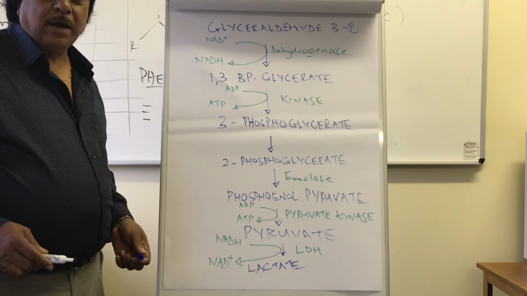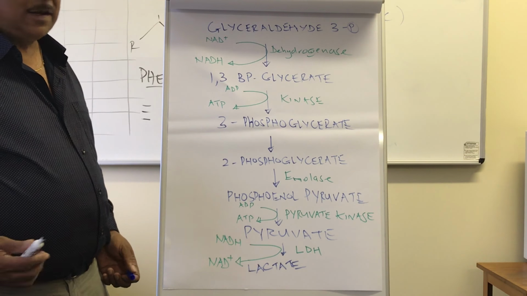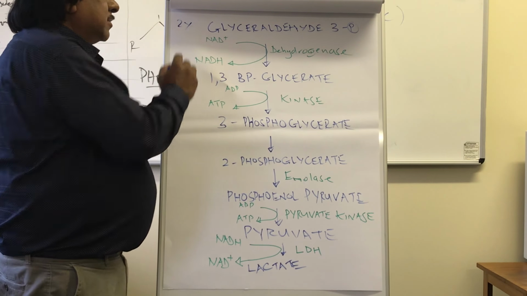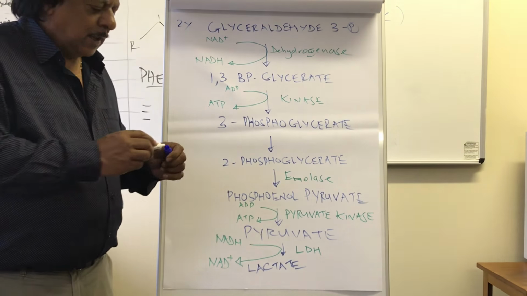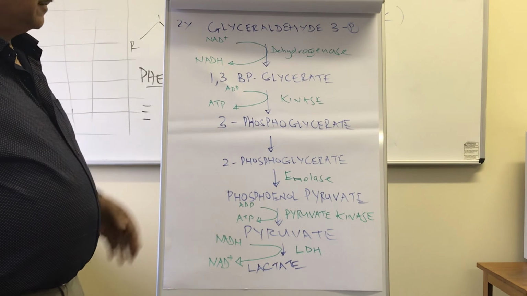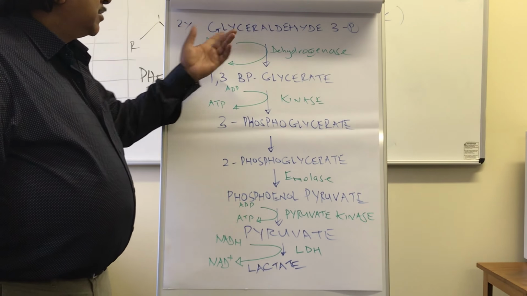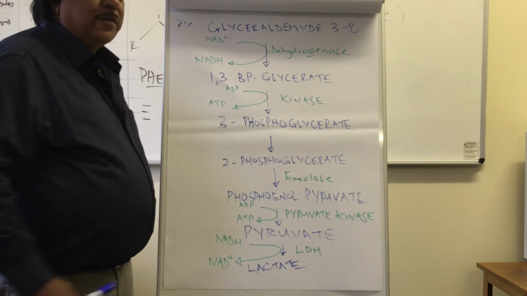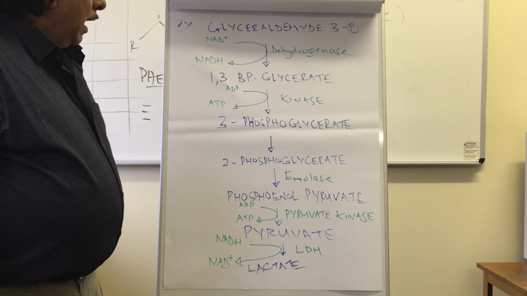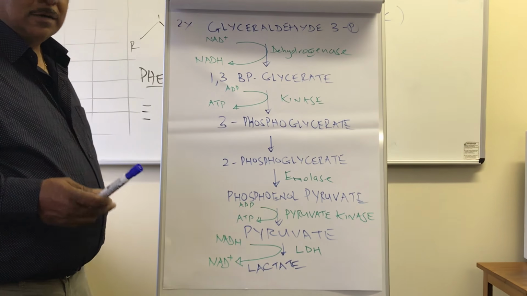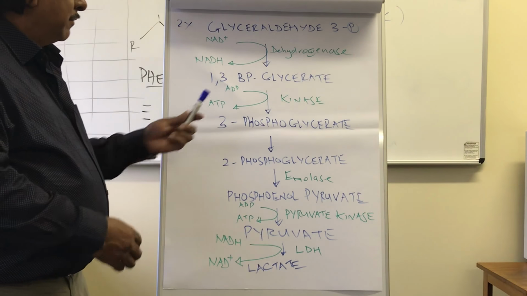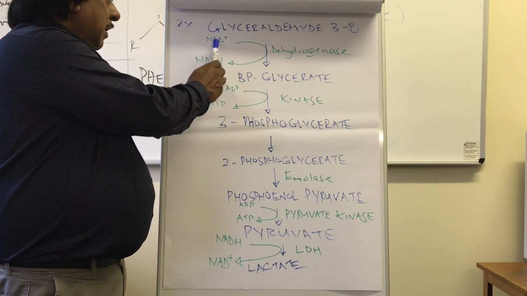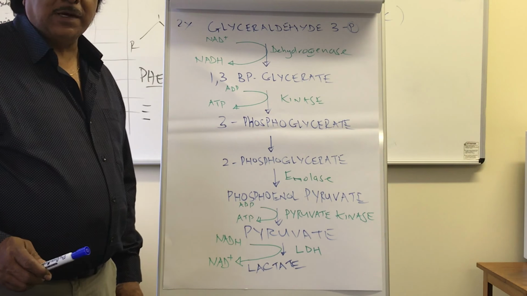Okay, so as I said, the fructose 1,6-bisphosphate is essentially converted to two molecules of glyceraldehyde 3-phosphate. So in the next stage of the glycolysis pathway, the glyceraldehyde 3-phosphate is converted to 1,3-bisphosphoglycerate. Okay? And what is very important to note in this reaction is that we have a dehydrogenase enzyme which converts NAD plus to NADH plus H plus.